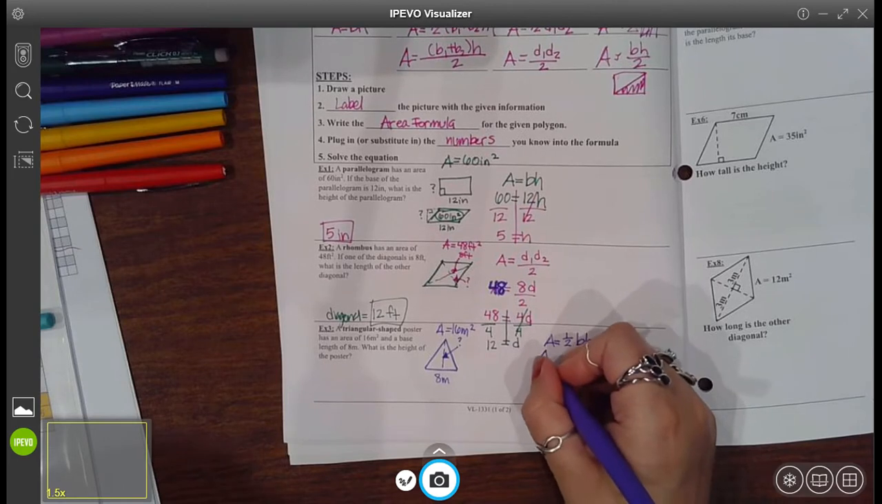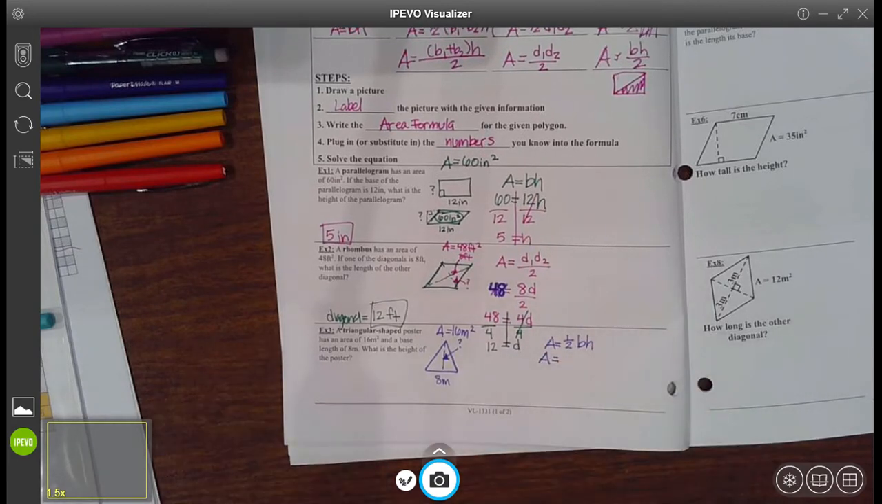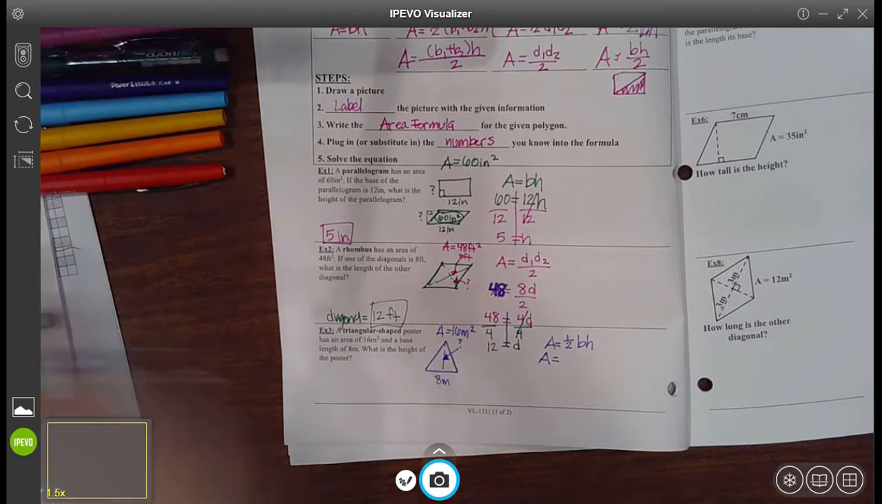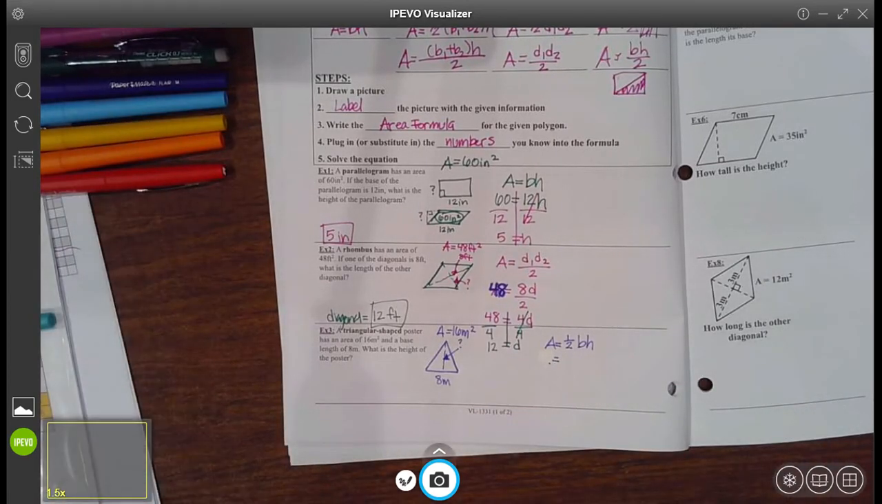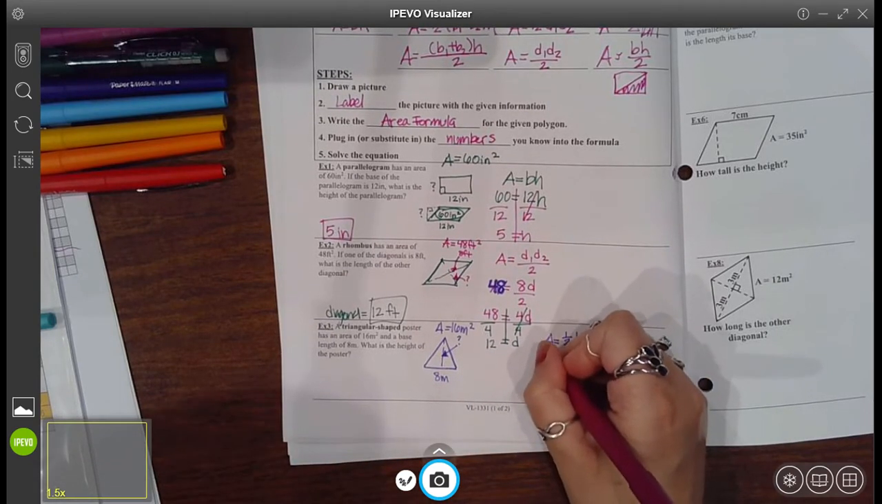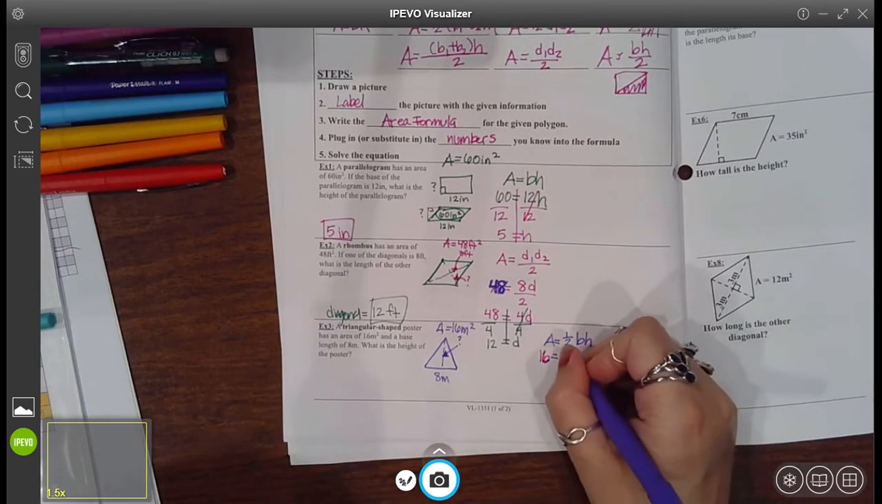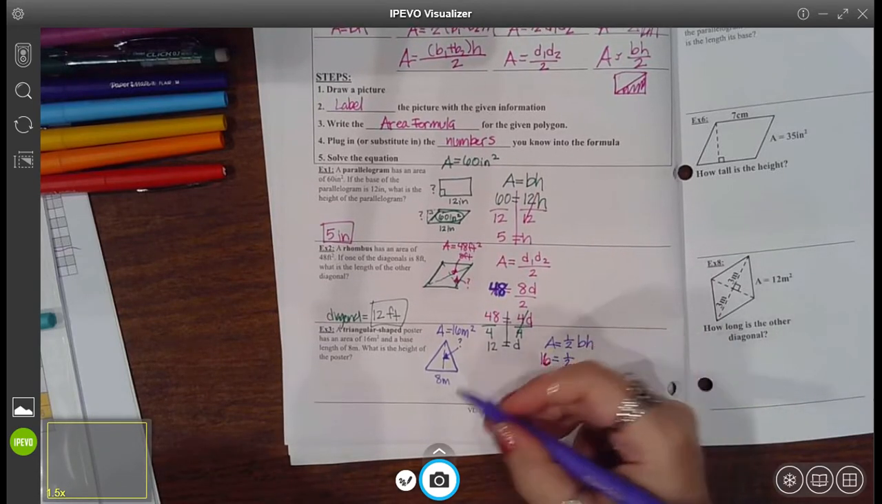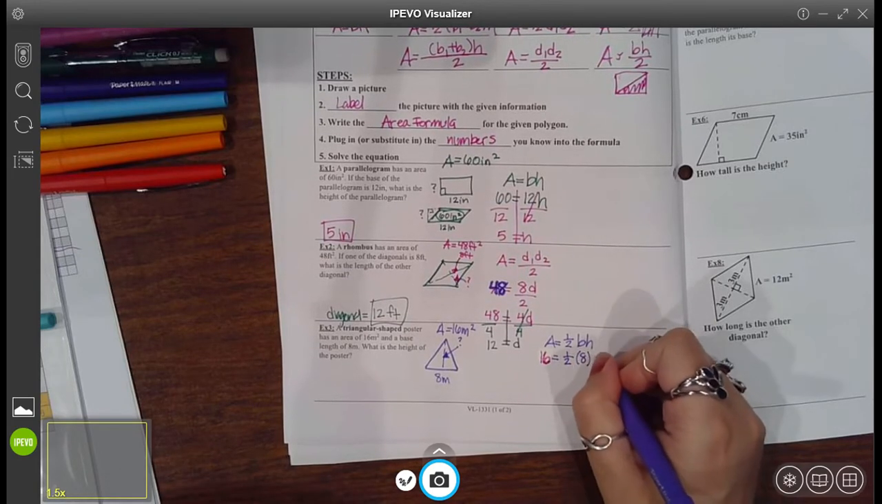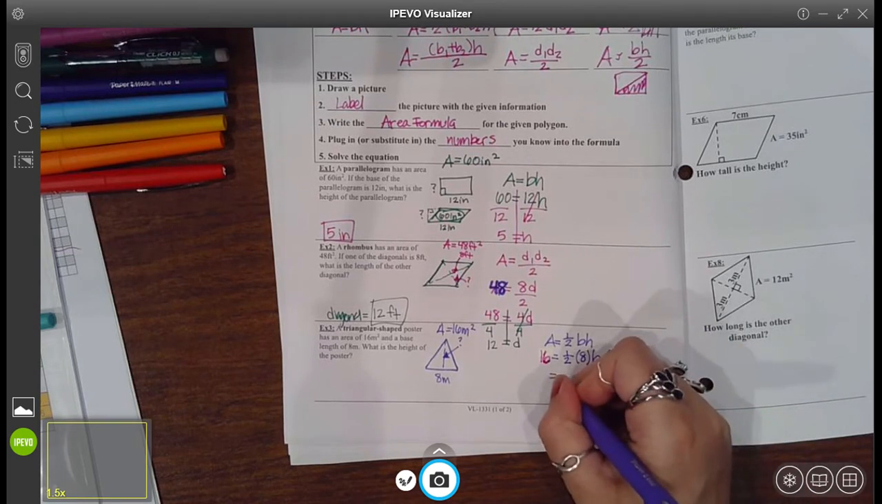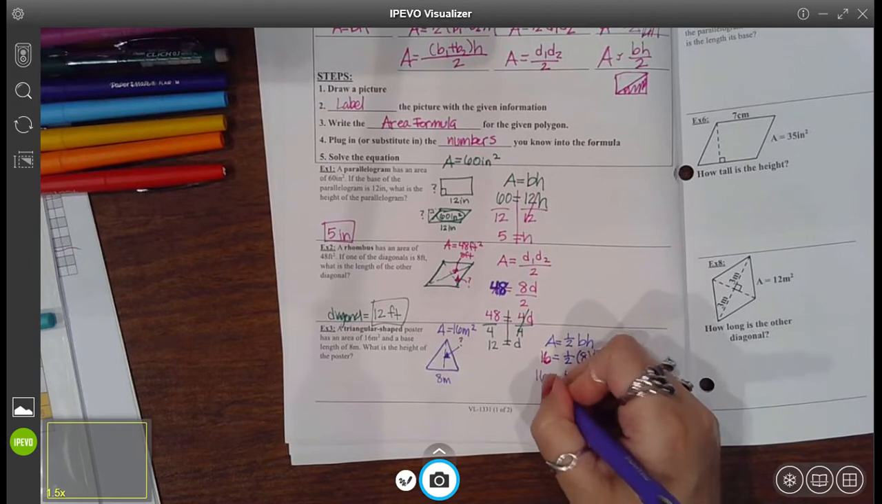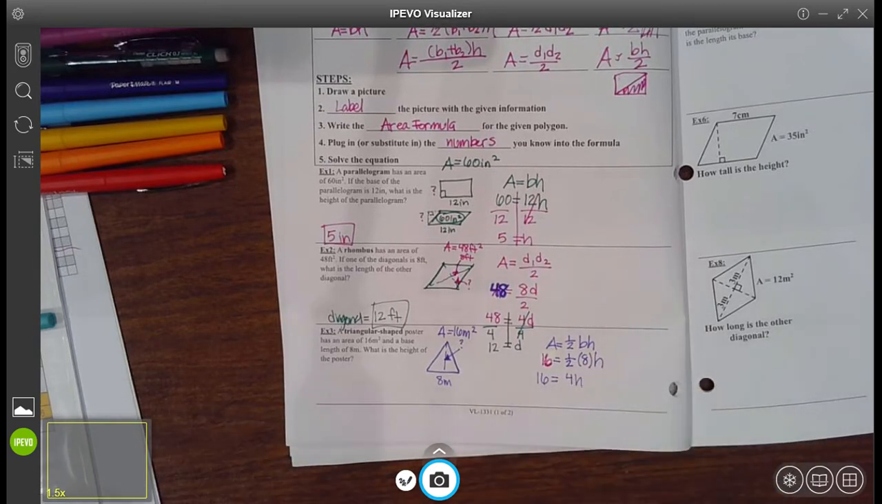Either way. Remember, you can always pause the video and try it yourself, then unpause it and check yourself. So I'm going to wipe this out right here because they actually told me what the area was. They said the area was 16. So I'm going to replace the A with a 16. Then the 1/2 just stays 1/2. They told me that the base is 8, and I need to solve for the height. Well, 1/2 times 8, what's half of 8? That's 4. H equals 16.